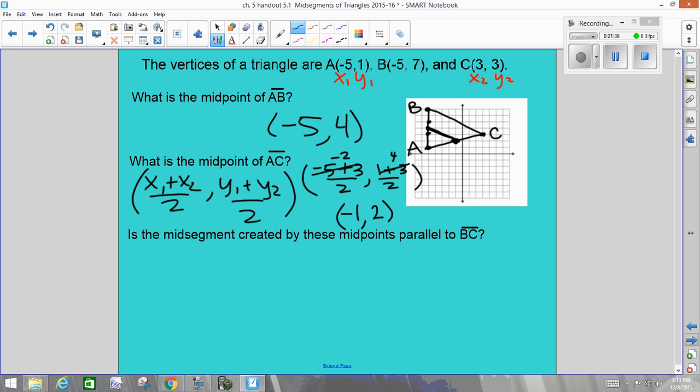So when I connect the midpoints, I get that mid-segment there. The last part says, is this mid-segment, the one I just drew in there, parallel to BC? Yes, it should be, right? Based off of the theorem. How can we double check? Since we're on a graph, how could we double check?